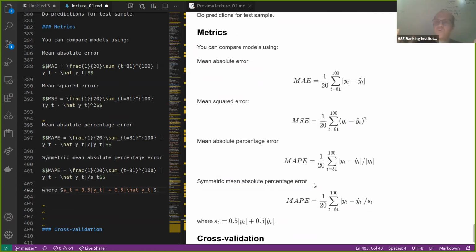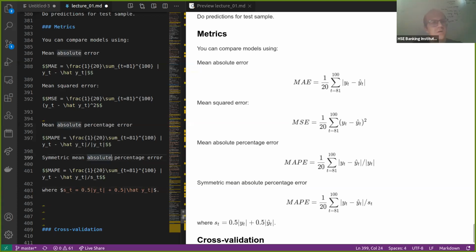So how do we compare models? One way is to divide my sample into a train test split, estimate models on the training sample, forecast on the test sample, and compare them using one of these four metrics. I think the last one is more and more popular, but you can encounter these four metrics. They are quite popular, all four.